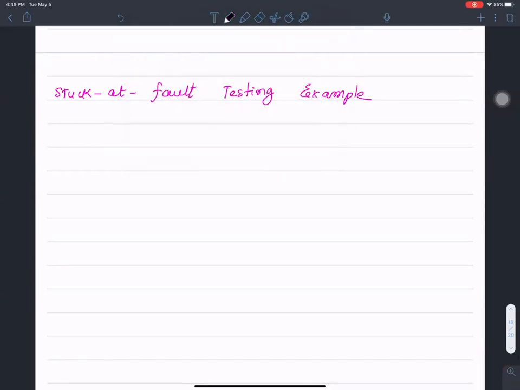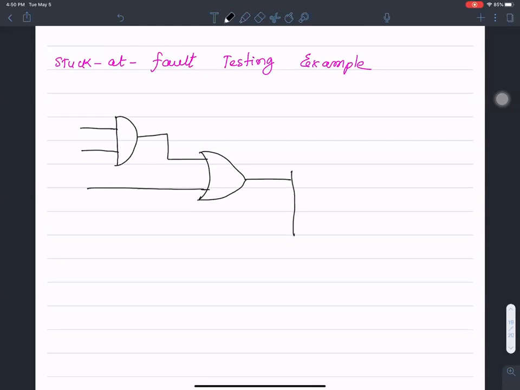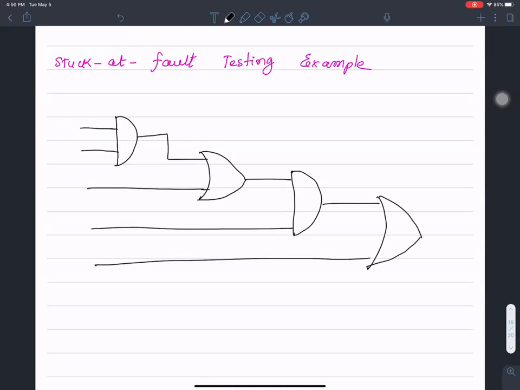Let's draw a simple example of a combinational logic circuit. It is an AND gate followed by an OR gate, followed by another AND gate, and then by an OR gate. So this is OR, this is AND.